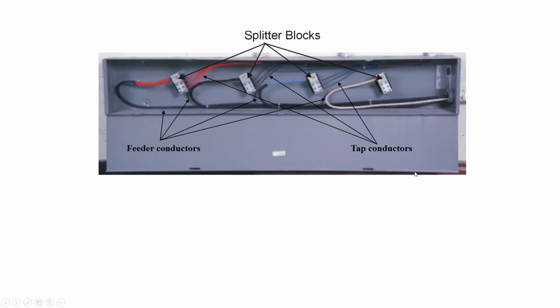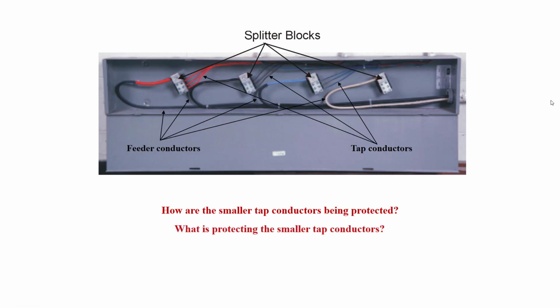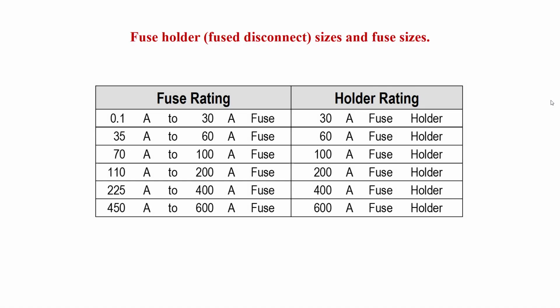So this is a rule that allows us not to put an overcurrent right where the wire size is reduced, but somewhere along the first 3 meters. So how are they being protected? What is protecting the smaller tap conductors? This is where 14-100 comes in, and the purpose of this video is 14-100(b), less than 3 meters.